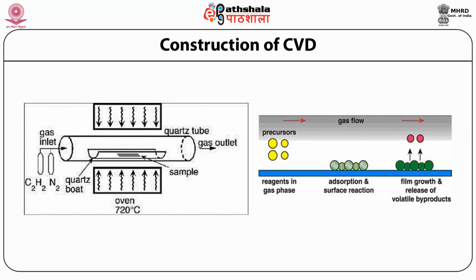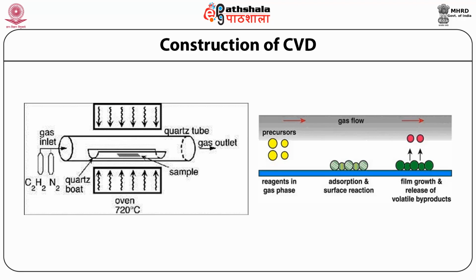CVD. Now you see that on this slide we have shown the principal working diagram of a CVD. It has a tube, and this tube is contained in an oven, so that we can control the temperature of this tube. There is a gas inlet, then a place where the substrate is placed, and a gas outlet. From the gas inlet, the precursor gas is flown, and it reacts on the surface, and then the undesired gases come out of this tube.